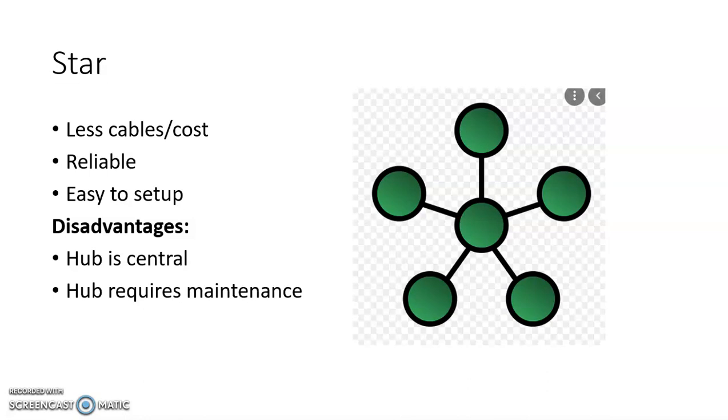It is also reliable since there are separate connections with each computer node. However, the disadvantages are that the hub is a central piece of this network, which means that if it fails, the whole network will fail. The hub also requires extra maintenance, which can be costly in turn.